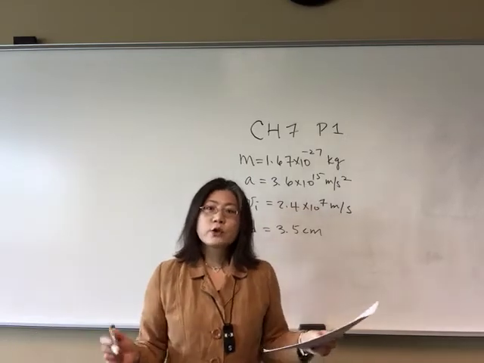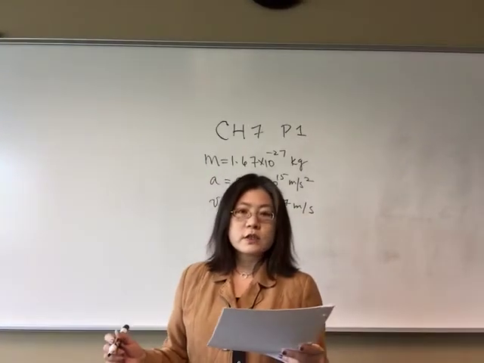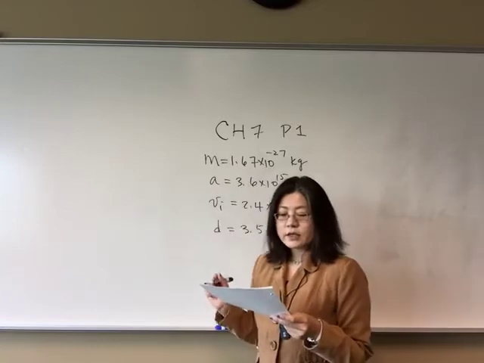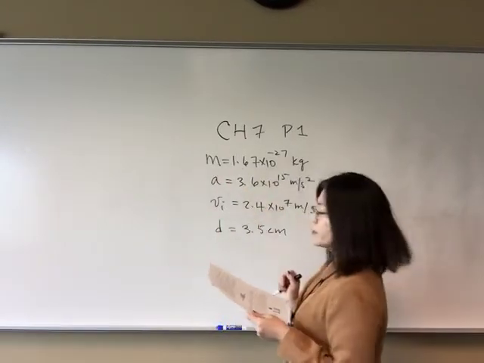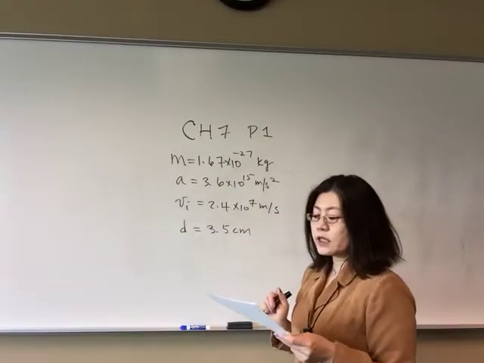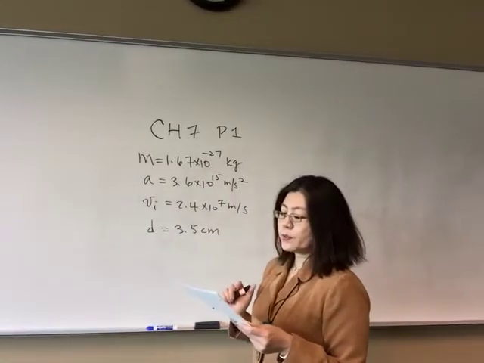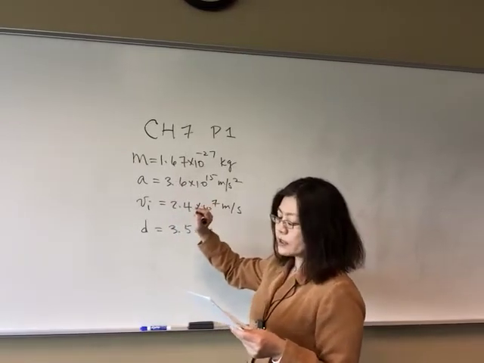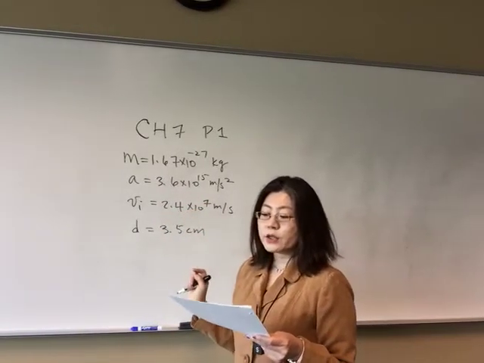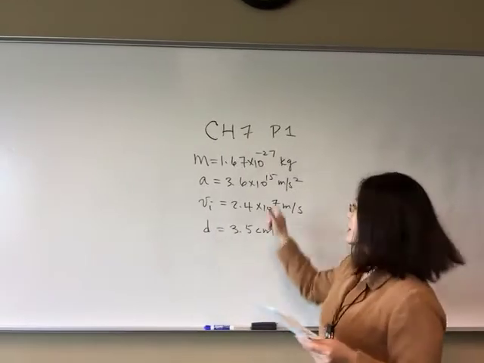All right, so now we want to do problem 1 from chapter 7. The problem says a proton that has a mass of 1.67 times 10 to the negative 27 kilogram is being accelerated along a straight line at 3.6 times 10 to the 15 meter per second squared in a machine. So this is your acceleration.